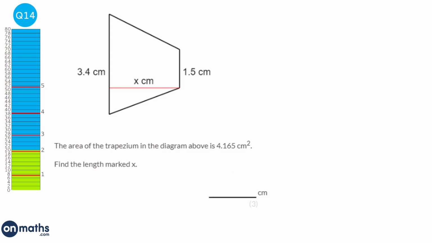To answer this question, we need to remember the formula for the area of a trapezium. The area is half times a plus b times the height. And a and b are the parallel sides. It doesn't matter which way around you label them. And the height, h, is at 90 degrees to a and b.